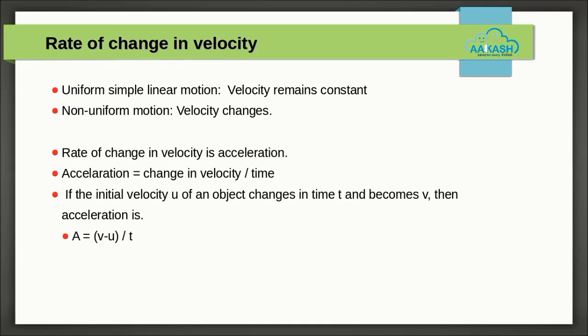Rate of change of velocity. During the uniform simple linear motion of an object, velocity remains constant with time, whereas in non-uniform motion the velocity changes with time. Rate of change in velocity is called acceleration. Acceleration is equal to change in velocity divided by time. If the initial velocity u of an object changes in time t and becomes v, then the acceleration is as follows: a is equal to (v minus u) divided by t.